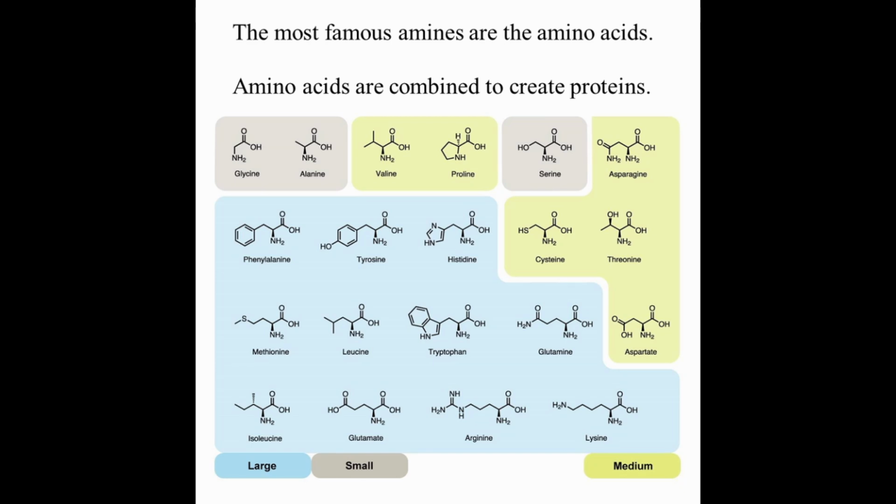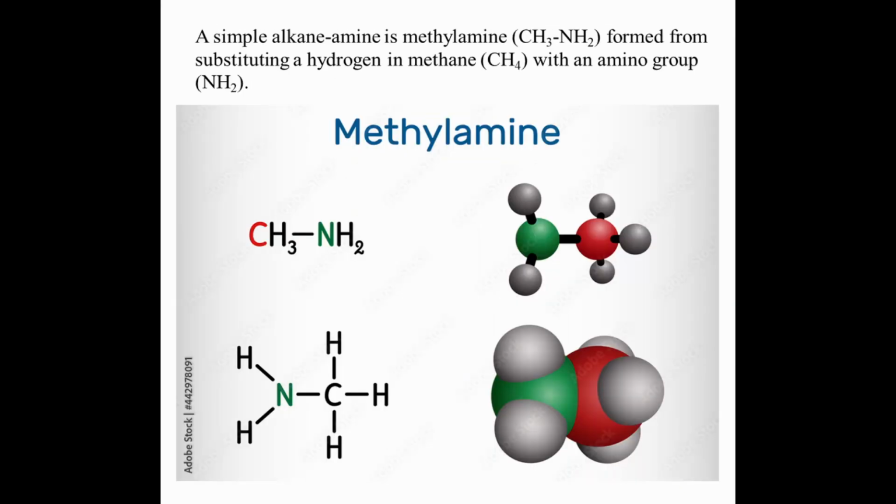There are plenty of simpler compounds that we can discuss that contain amino groups. A simple alkane amine is methylamine, CH3NH2, formed from substituting a hydrogen in methane, CH4, with an amino group, NH2. Fans of Breaking Bad will remember methylamine as the base for the drug crystal meth.